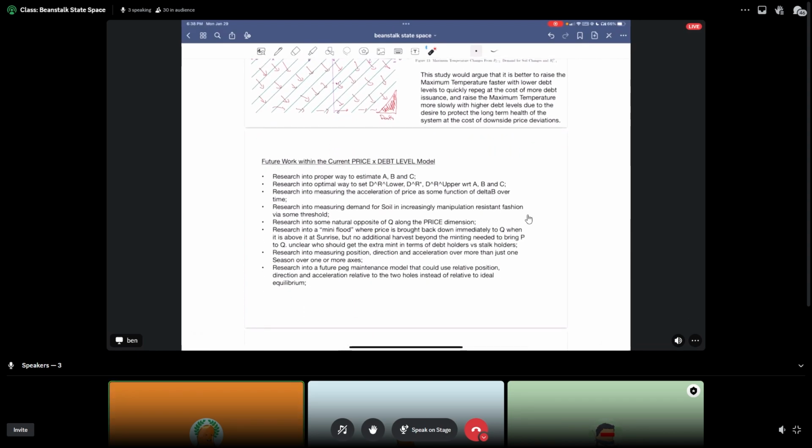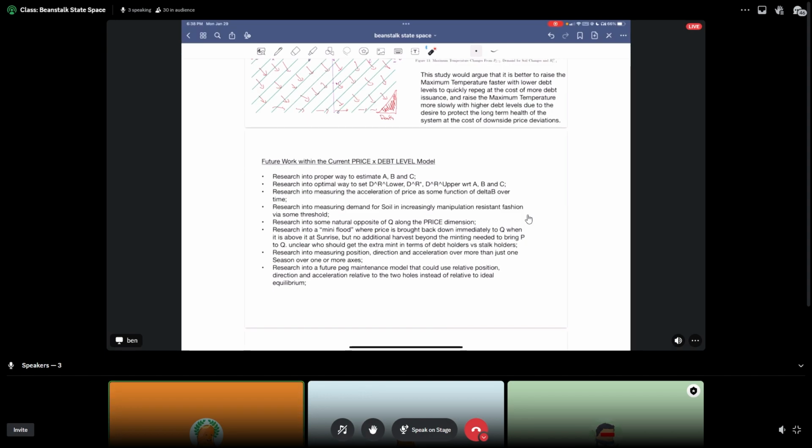Other future work on this stuff. How to measure A, B, and C. How to set DR lower, DR star, DR upper with regards to A, B, and C. Measuring acceleration of price in addition to the acceleration of delta B. The acceleration of the system with regards to debt level with demand for soil.